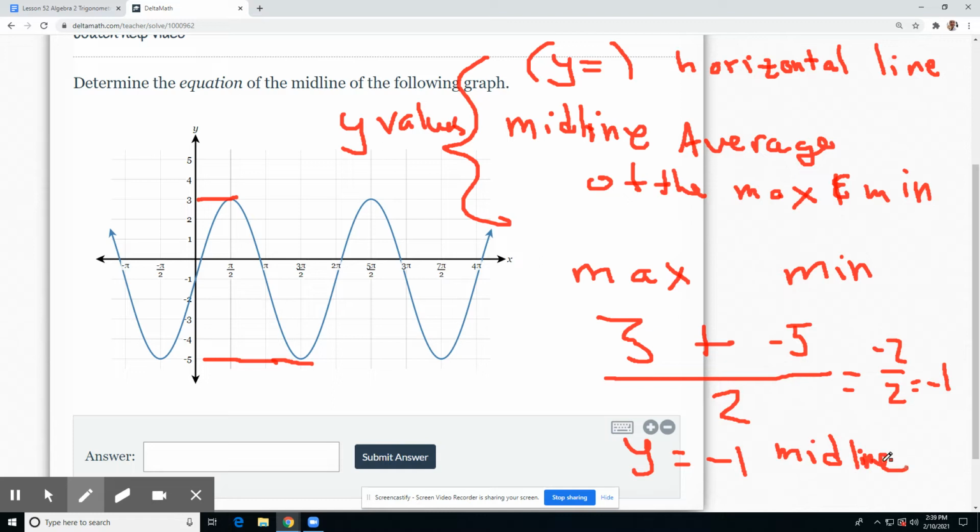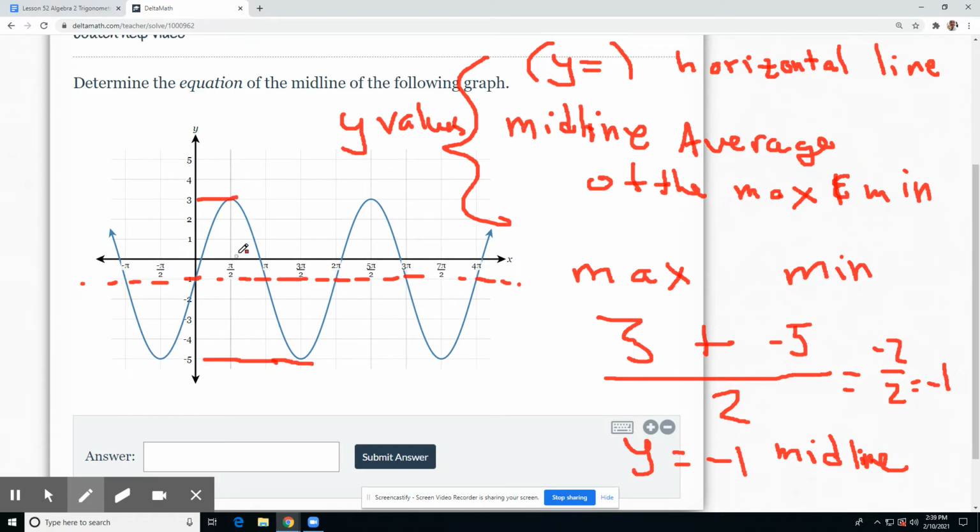Midline. So I'll go to my graph. Where's -1 at? It's right here. And usually we'll just use a dashed line to represent the midline idea. And it should make sense. It should be halfway between these two numbers. So anytime you want to find a halfway point, it's the average idea.